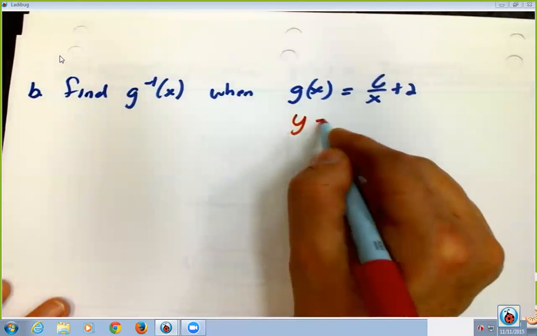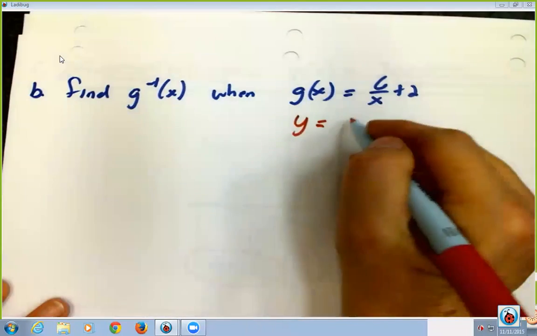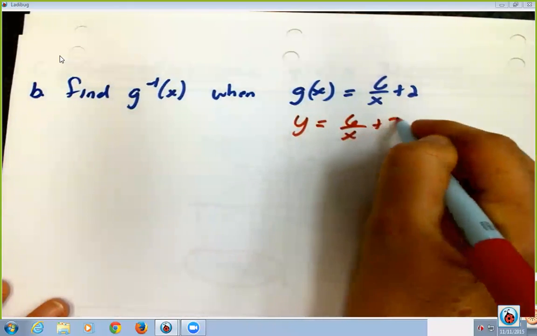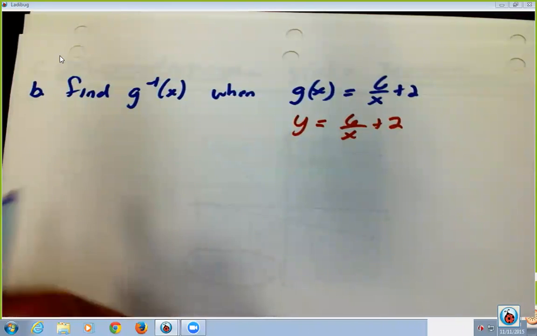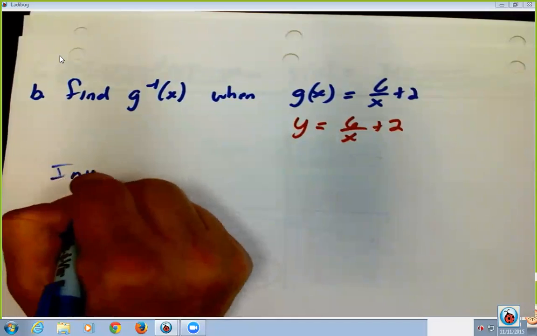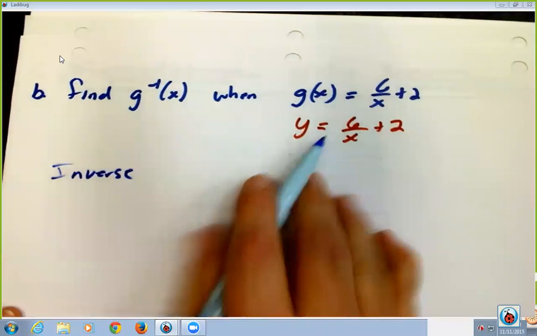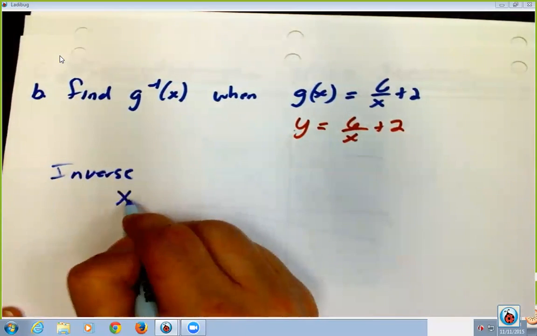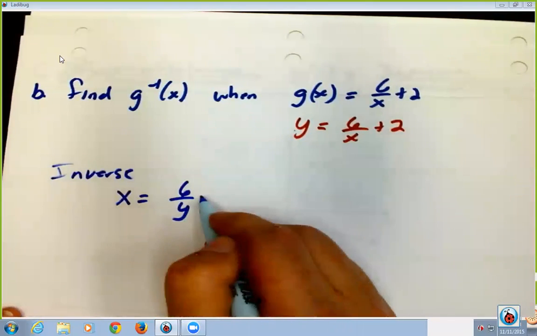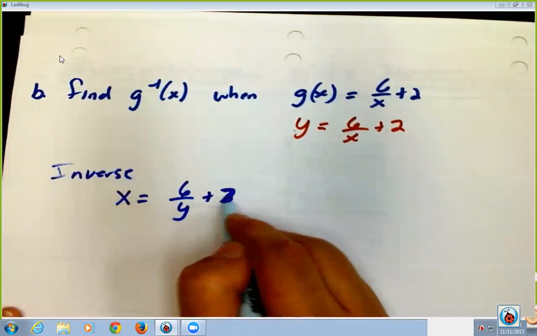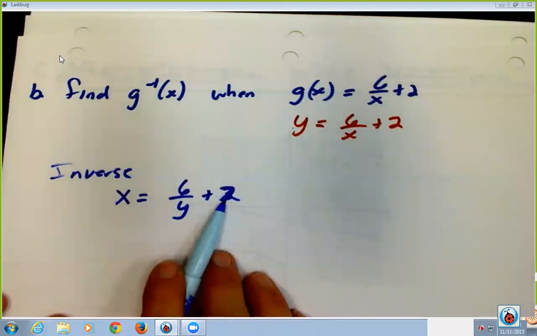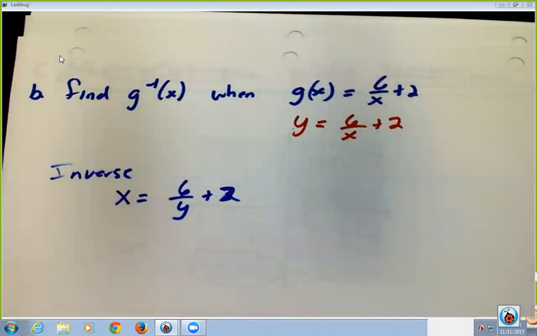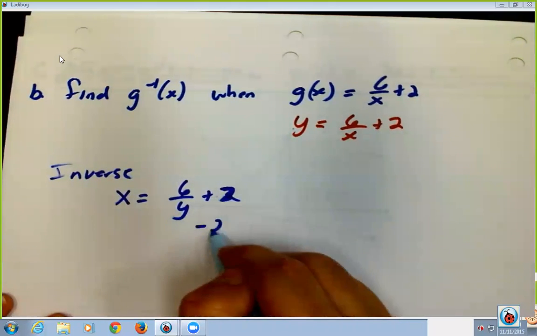So g of x becomes y, 6x plus 2. So I first have to get it into a graphable piece. Then if I do my inverse, my inverse says y becomes x, x becomes y, and then I need to solve for y. So first off, I need to move my 2 over.